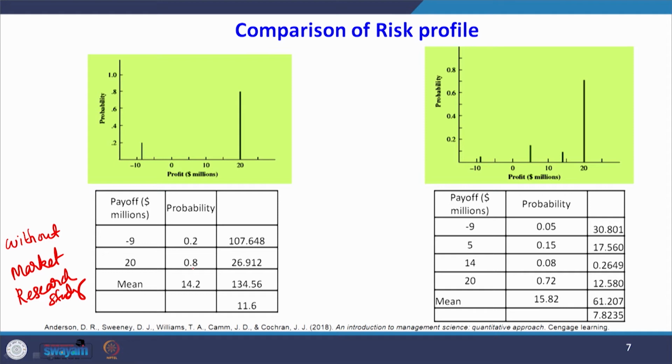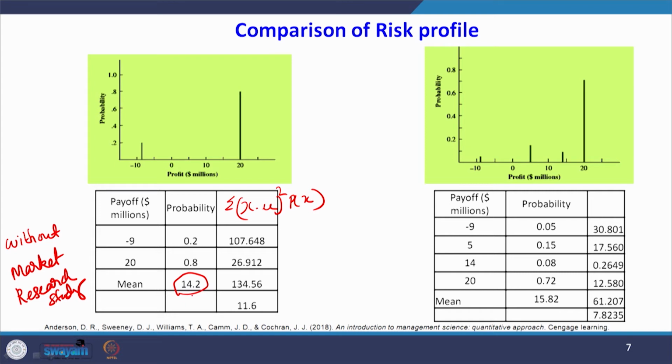Here I am going to find out the variance. After that, I am going to find out the standard deviation. The standard deviation says the risk. We know the formula for the variance: sigma of x minus mu whole square multiplied by p of x. Here mu is 14.2. How did we get this 14.2? In Excel, we use the sumproduct formula. We select minus 9, 20 comma 0.2, 0.8, and we will be getting 14.2. That is nothing but minus 9 multiplied by 0.2 plus 20 multiplied by 0.8, giving 14.2.